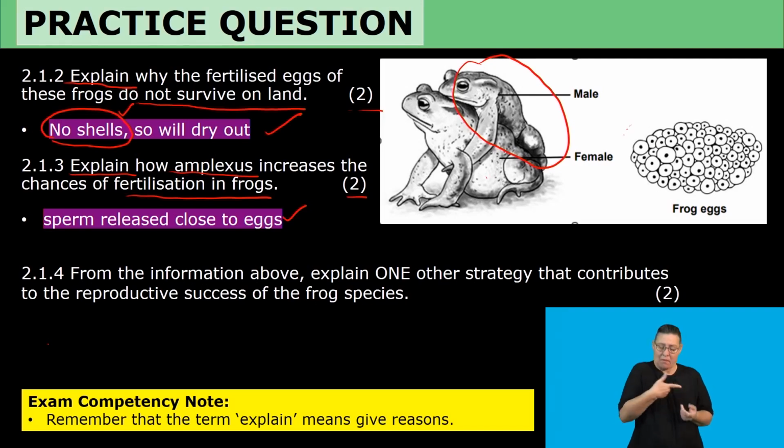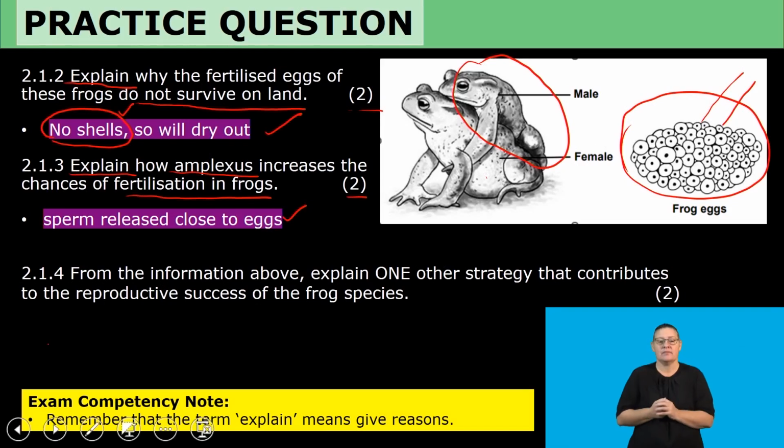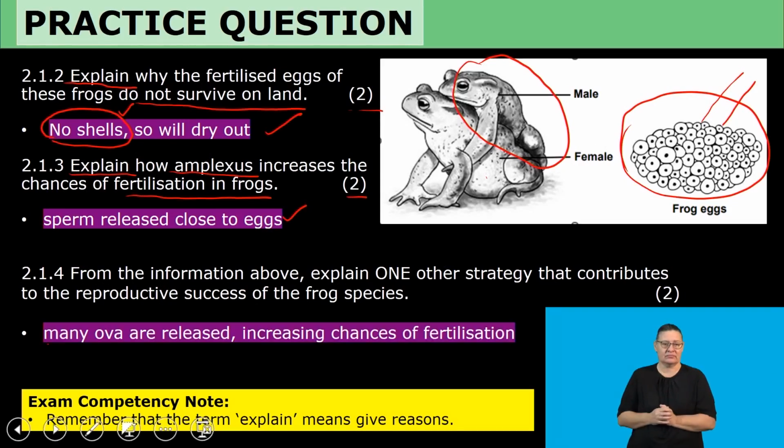The female has laid its eggs. There are the eggs here which don't have a shell. They have got their jelly layer. So sperms are released very close to the egg.